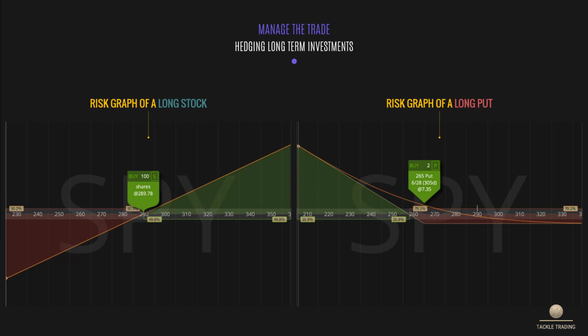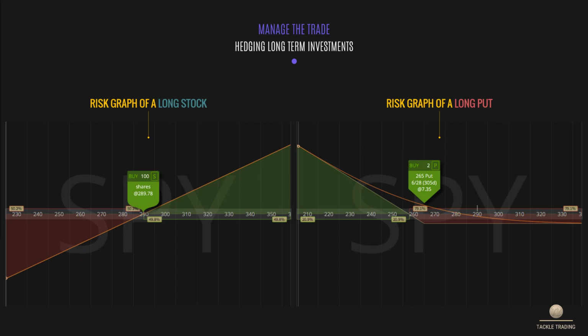So for example, if I buy the 265 put option and I have 305 days, I am spending $7.35 of the $290 stock I have to protect it. And as you can see on the risk graph, as the stock moves down, you make money on the put option, you lose money on the stock.